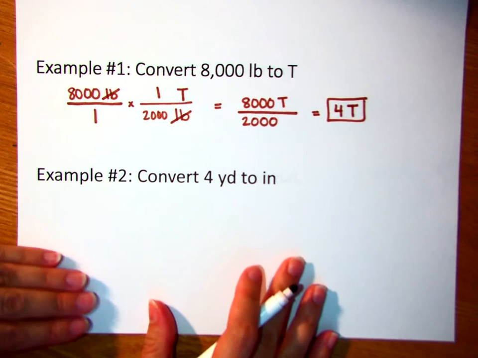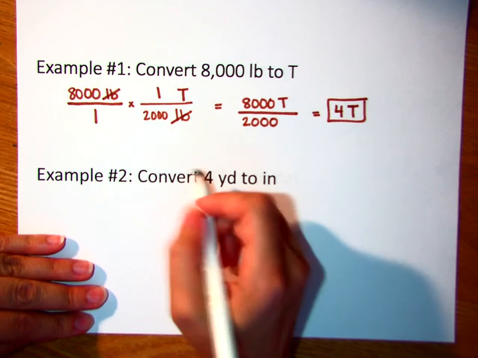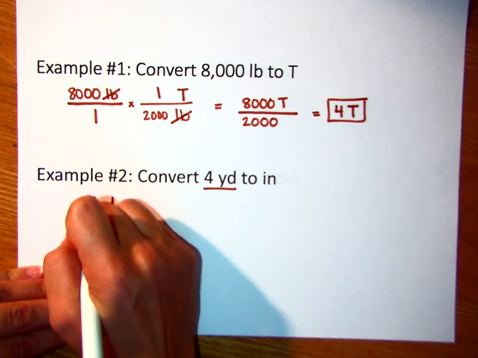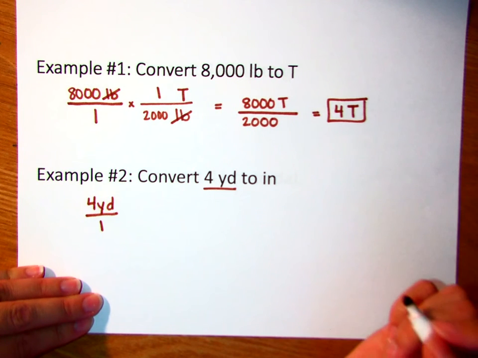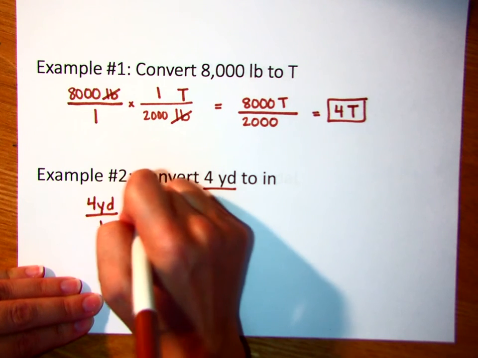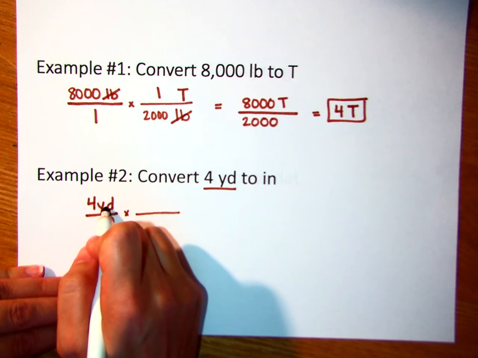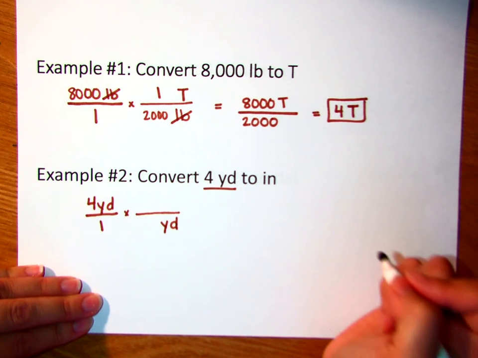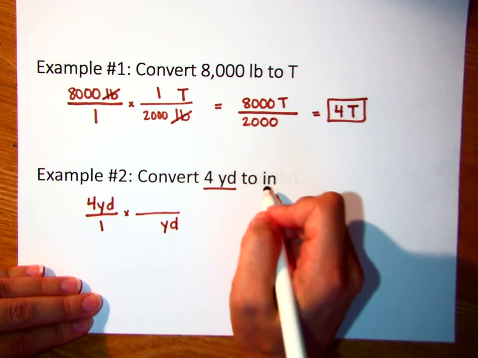Number 2. On number 2, what do I start with? Well, here I start with 4 yards. So 4 yards is going to go on top. Since I need to make it a fraction, it's going to go over 1. So now I need to get rid of yards, so if it's on the top, I've got to move it diagonally. Yards right here.